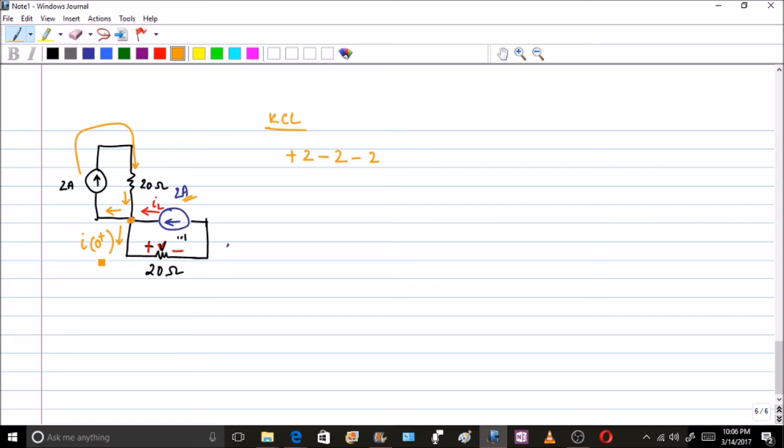And this I of 0 plus is leaving the node. So plus I of 0 plus, and that will be equal to 0. Therefore, this 2 and this 2 will get cancelled, and I of 0 plus will be equal to 2 amperes. And therefore, V of 0 plus will be equal to 2 into 20, which is equal to 40 volt.